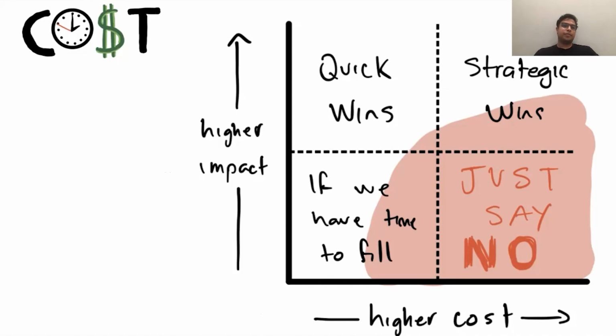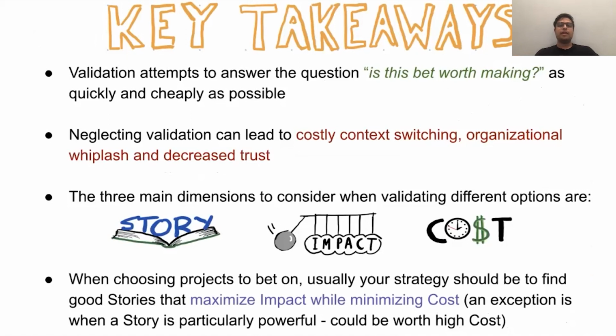As a quick review, here are the key takeaways. Validation attempts to answer the question, is this bet worth making, as quickly and cheaply as possible? Neglecting validation can lead to context switching, whiplash, and decreased trust. The three main dimensions to consider when validating different options are the story, the impact, and the cost, in that order. Every project should have a compelling story. And at a high level, your strategy when making bets should usually maximize impact while minimizing cost. An exception, though, is when a story is particularly powerful.